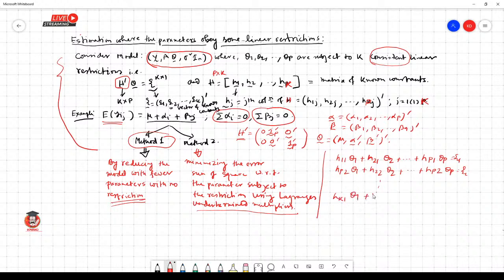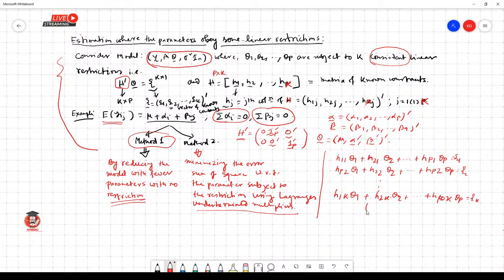H1K theta 1, H2K theta 2, and this is HPK theta P equal to xi K.